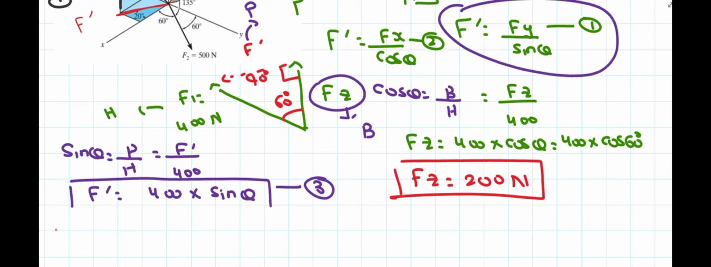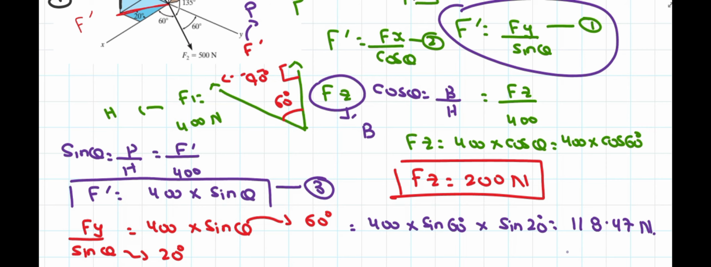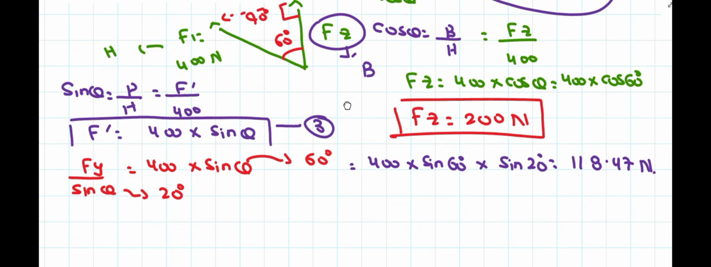So we will get Fy upon sine theta, which is equal to 400 into sine of theta. This theta here is 60 degrees, and this theta here is 20 degrees. So we will get 400 into sine 60 degrees into sine 20 degrees. So 400 into sine 60 into sine 20, you will get 118.47 Newton. This is the value of Fy here. Now, what about the value of Fx?